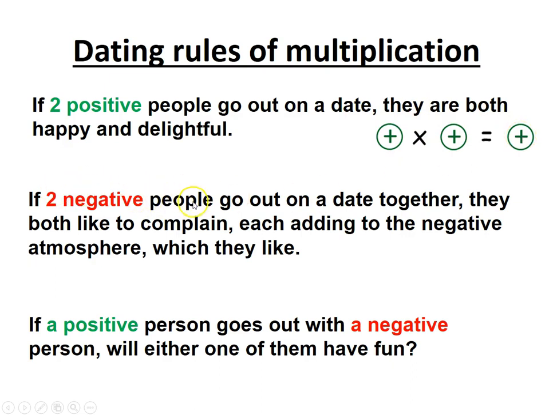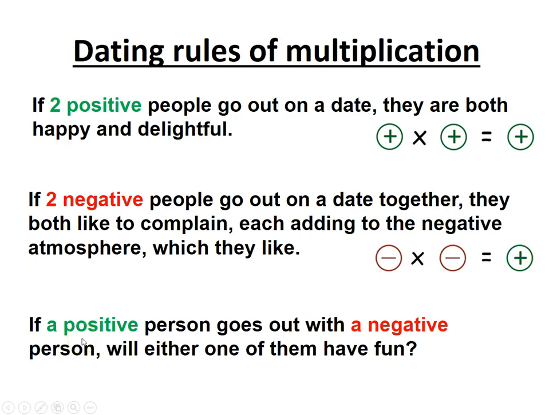Now, if 2 negative people go out on a date, they're both likely going to complain a little bit. Hey, the weather, it's too cold, it's raining. They're going to just have a negative atmosphere. But you know what? They like that. They like complaining. So a negative person and a negative person, they're both going to complain about things, but they like that atmosphere, so they're actually going to have a good time, right? So a negative times a negative is going to be a positive, because if 2 negative people go on a date, they actually can have a good time.